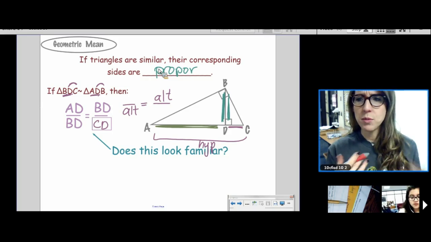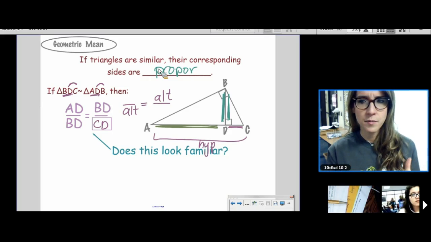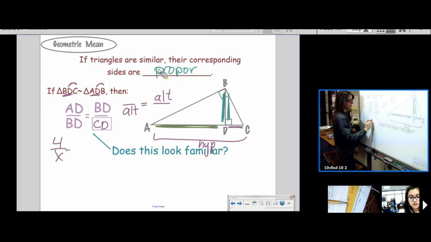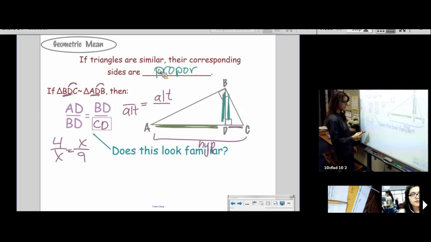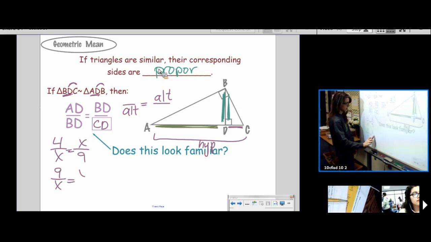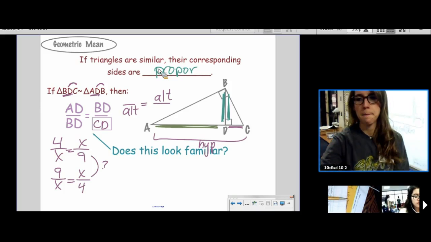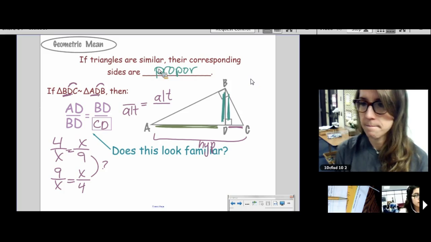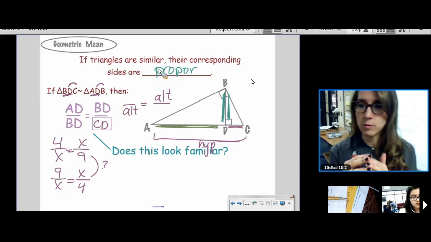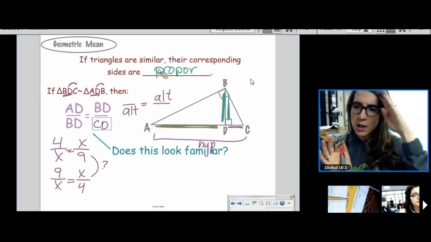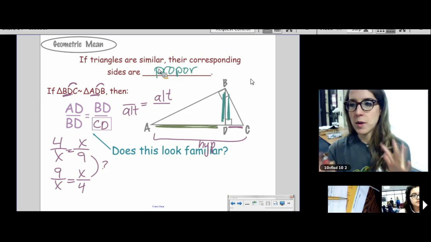Now, does it matter which one we put first and which one we put last? Like if we said 4 is to x as x is to 9, will we still get the same thing if we said 9 is to x as x is to 4? Are those the same thing? When you cross multiply, will you get 6 every time? Yes, those are the same thing. So cool, it doesn't matter which one I put.